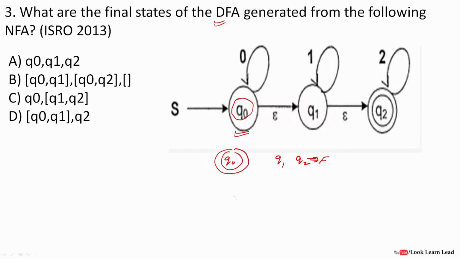Okay, so let's see for Q1. Epsilon closure of Q1 is Q1 and Q2. If the epsilon closure of Q1 contains the final state, then Q1 is also a final state. So here the answer would be Q0, Q1 and Q2, which is A. A should be the answer. Okay, next question.